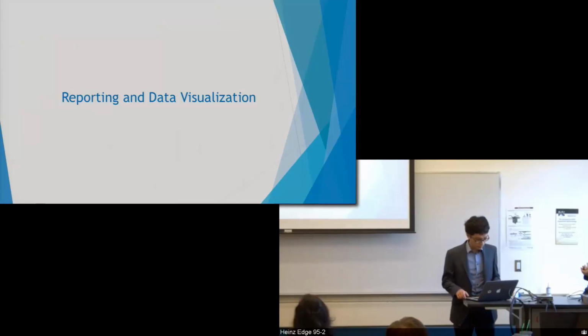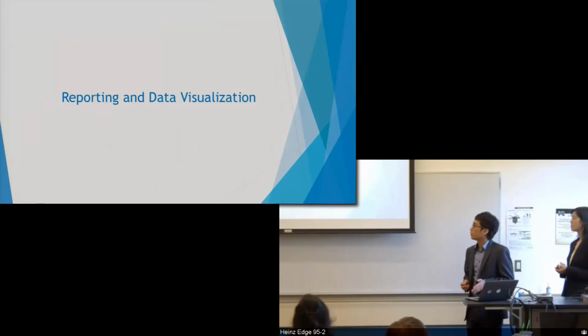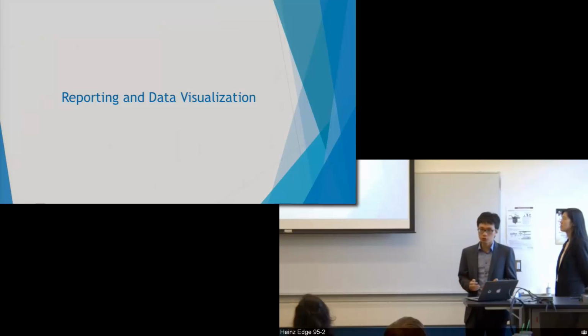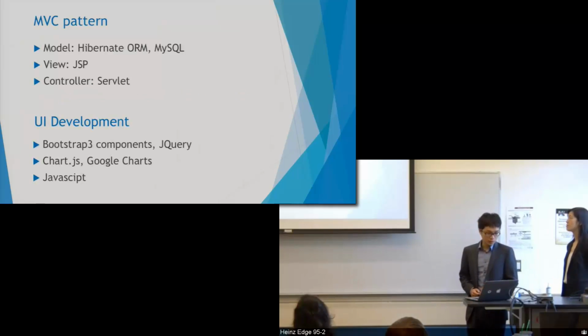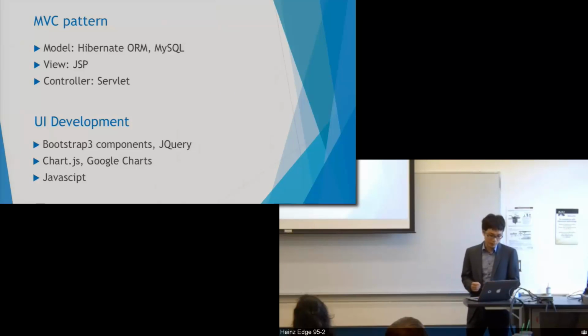So after all the data modeling and all the backend file system arrangements, we will have a data visualization tool, which is built as a web application for the user to see the reports and data. The front-end web application follows the MVC pattern. For the model, we use Hibernate ORM and MySQL. For the view, we use JSP technology. And for the controller, we basically use a servlet.